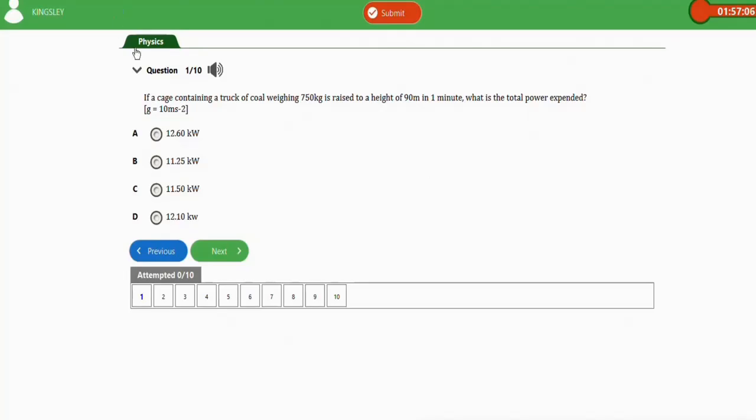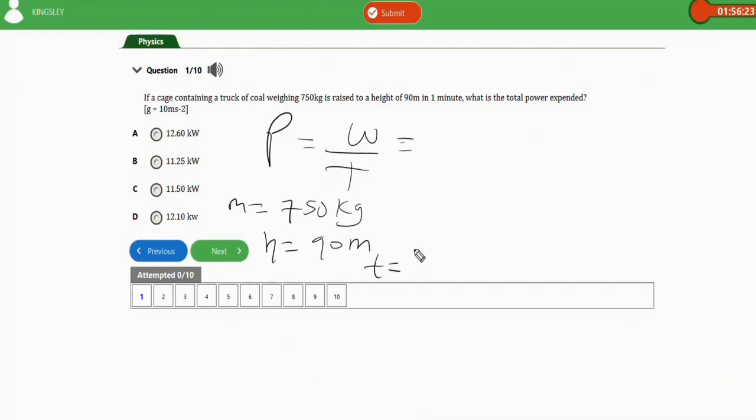It says, if a cage containing a truck of coal weighing 750 kg is raised to a height of 90 meters in 1 minute, what is the total power expended? The acceleration due to gravity is 10 meters per second square. As we all know, one of the formulas for calculating power equals work over time. So in this question we have our mass to be 750 kg, our height to be 90 meters, and our time to be 1 minute.